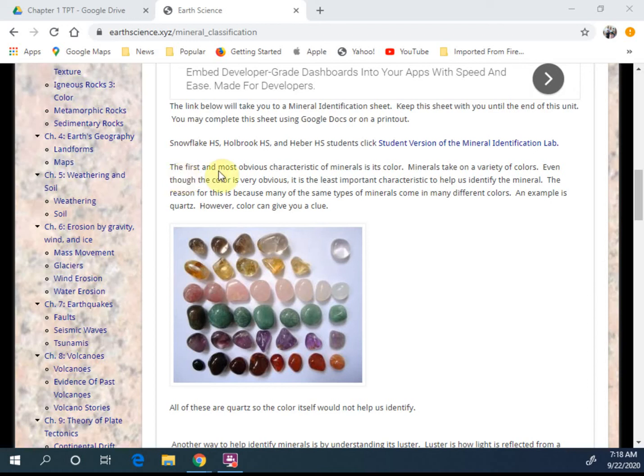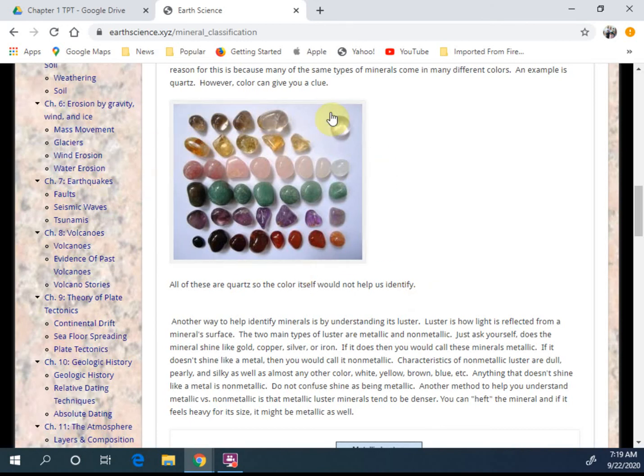The first and most obvious characteristic used to identify minerals is color. Minerals take on a variety of colors. So even though colors are very important and very obvious, it's the least important characteristic to help us identify the mineral. The good reason for this is because many of the same types of minerals come in different colors. For example, this picture here, there are 41 rock samples in question. A variety of colors, and yet all of these are quartz. So never judge a rock by its color. You will get it wrong 9 times out of 10.